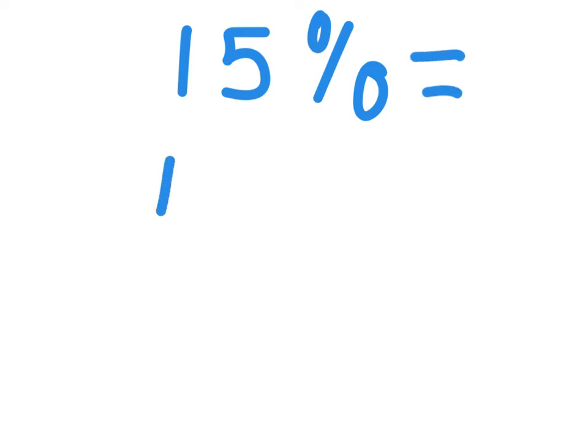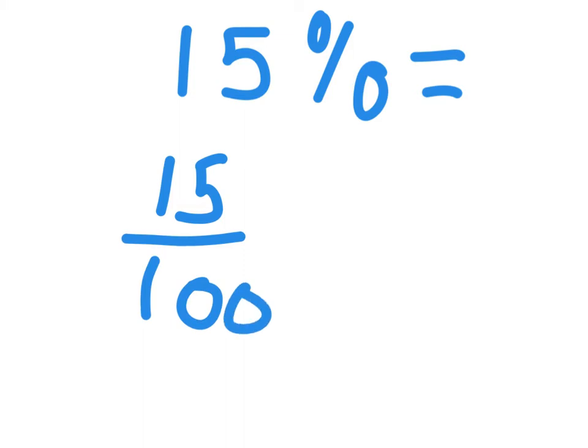equals 15 over 100. Now, what we need to do is take that fraction and find the greatest common factor of 15 and 100 so that we can divide and figure out what that fraction is in simplest terms. So we're going to move over to another page and do that.